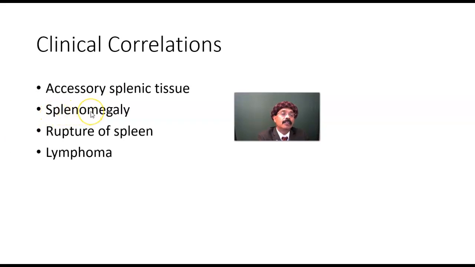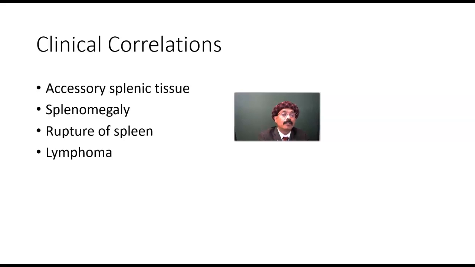Splenomegaly: with any type of infection like malaria, kala-azar, even typhoid fever, the spleen is enlarged. The spleen may also be enlarged due to portal hypertension. We call it splenomegaly. We can palpate the spleen. The superior border is lobulated because embryologically it is a lobulated structure, so the superior border has a notch.